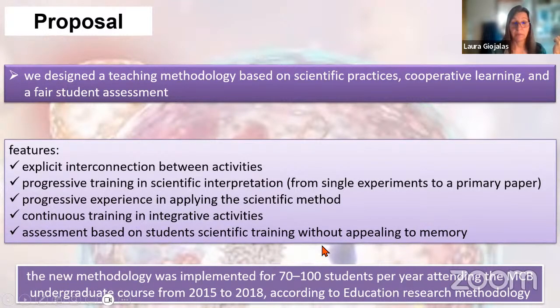This methodology was implemented with around 100 students per year that attended our course at the undergraduate level in the university from 2015 to 2018. And this is important because it was done according to education research methodology. We have in our university a Department of Education Research, and there are scientists in education who are very expert in this field. They are very prompt to advise professors in the faculty to do this kind of study.